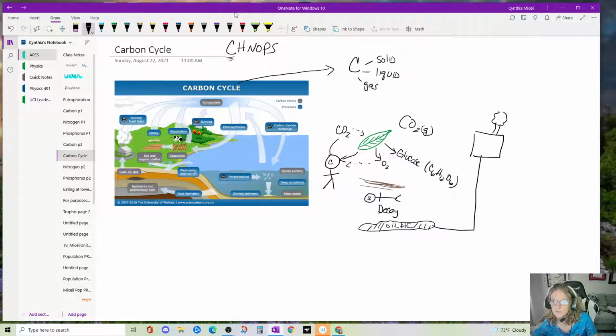And so we'll take this liquid carbon, these hydrocarbons that are liquid, we'll burn them, and then we're going to put carbon dioxide, the gas, back into the atmosphere. That's part of the cycle. I'll draw arrows to show direction. So that's another thing that happens.